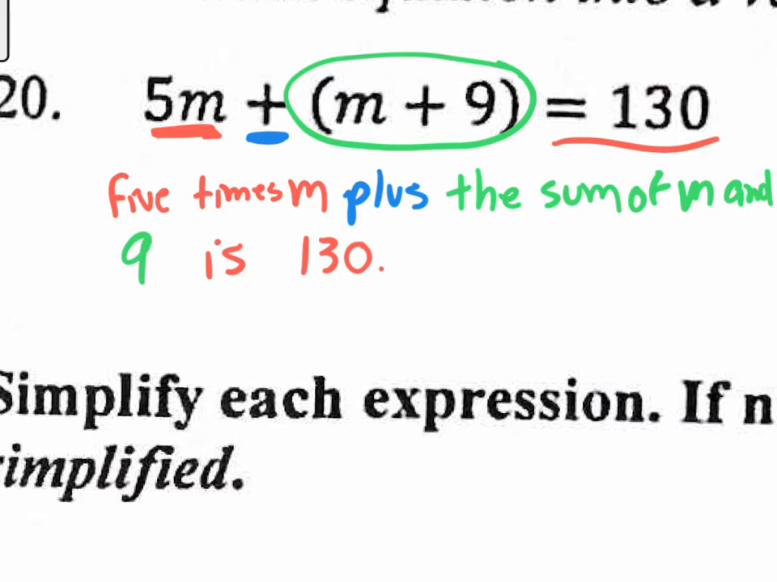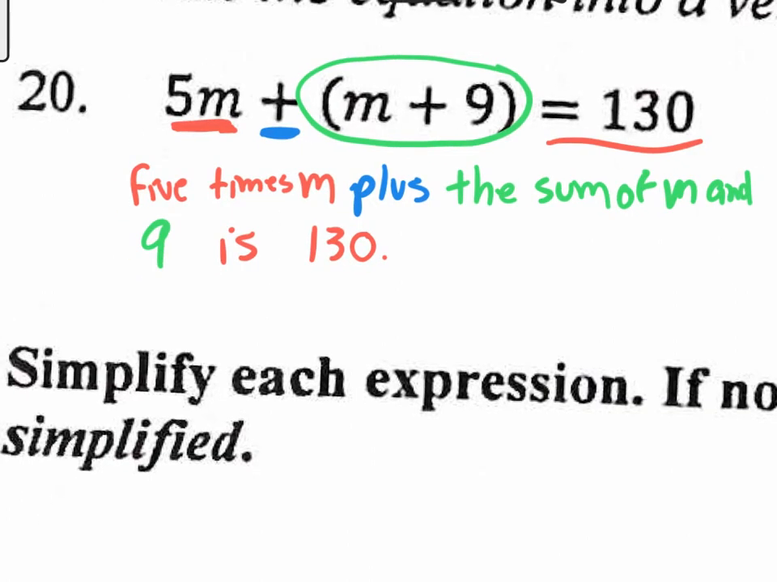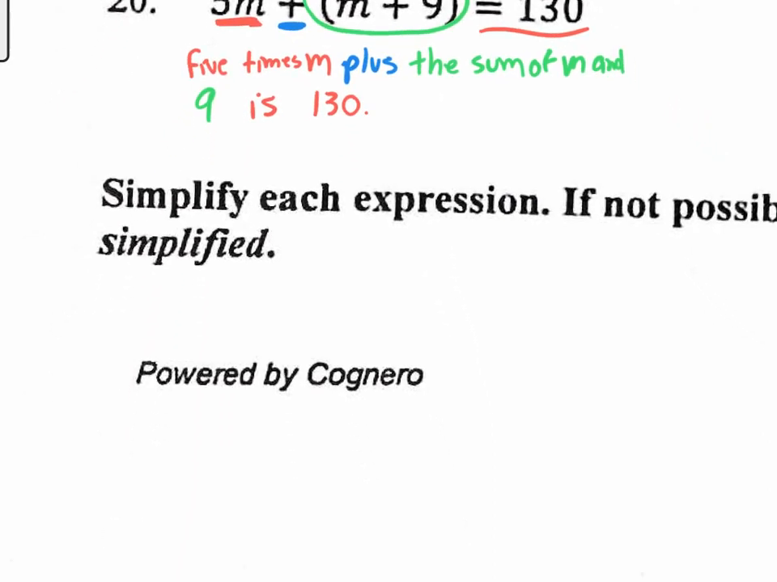You could have said 5m increased by the sum of m plus 9 is 130. There's many different words that we could use. I guess the goal on the midterm will be to identify the only correct option of the 4 multiple choice, right? So it's pretty hard to just come up with these words on your own, but it's a lot easier to just read through them and eliminate the ones that are wrong.